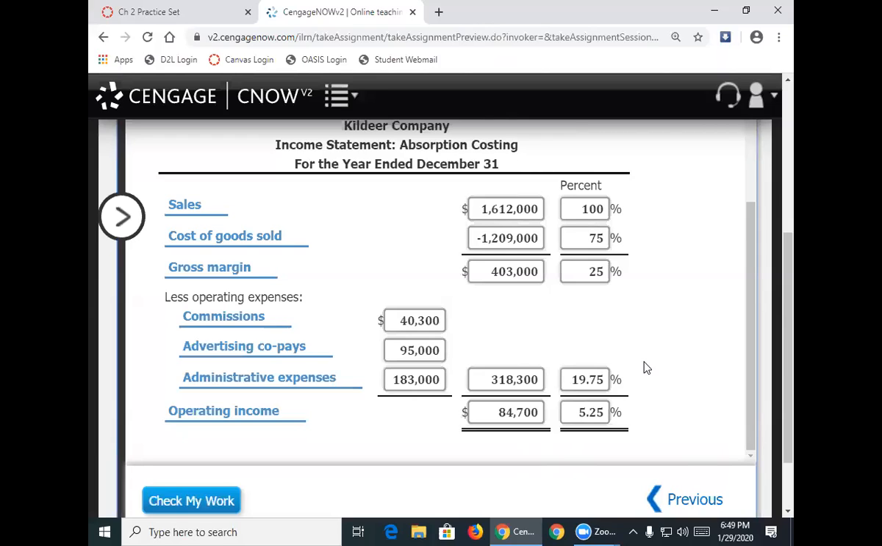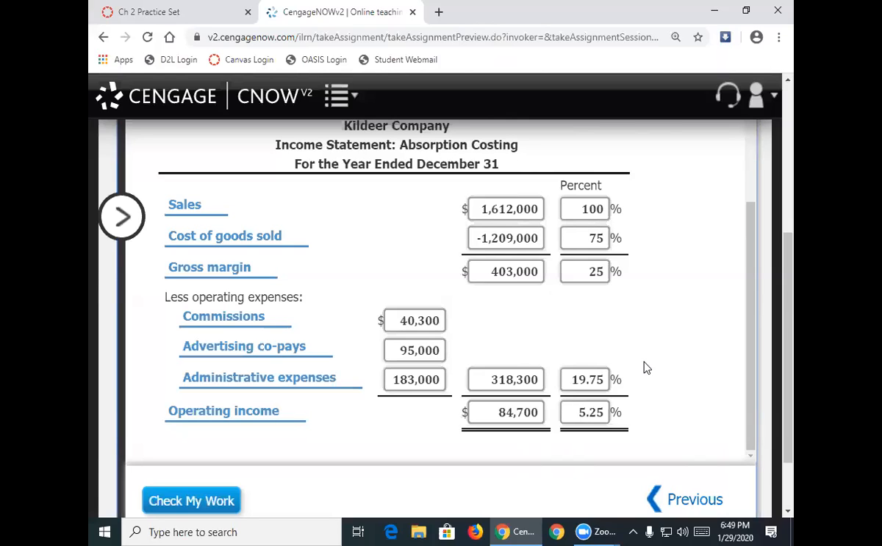Again, they call it the absorption costing income statement, which is just a normal income statement that we're used to. When we get into later chapters, we'll do variable costing, so we'll have variable income statements. That's why they're identifying this one as absorption. An absorption costing income statement considers all of our product costs in this margin here. So cost of goods sold is both variable and fixed costs associated with it. Absorption costing is also known as full costing.